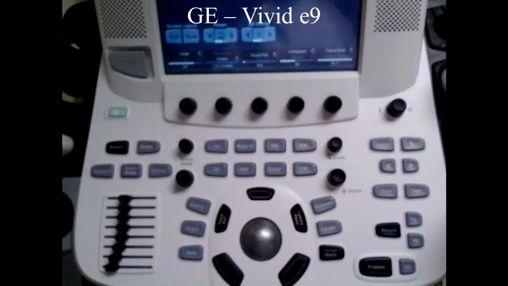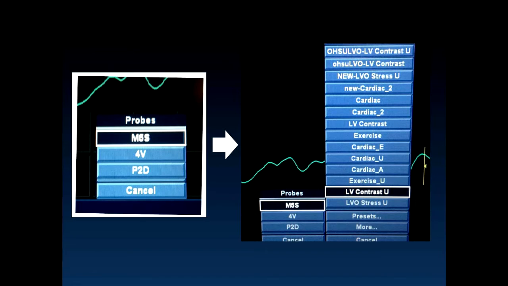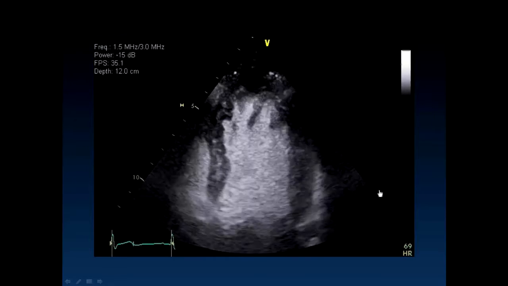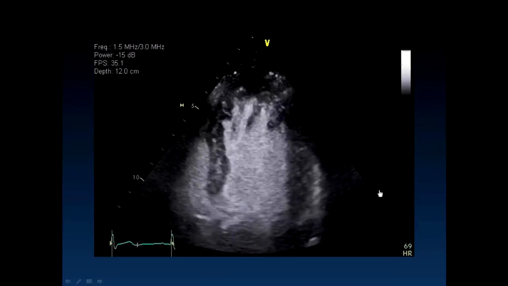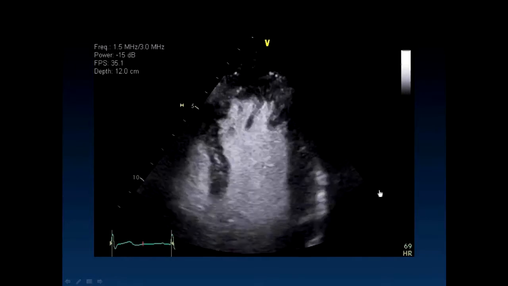Pulse inversion imaging can typically be found on GE systems, for example. Like all systems these days, the vendors have made it really easy to activate contrast imaging modes. For example, you just have to choose the probe, in this case, activate the preset, and pretty much the system has good defaults that allow good quality contrast-enhanced images in the majority of patients.